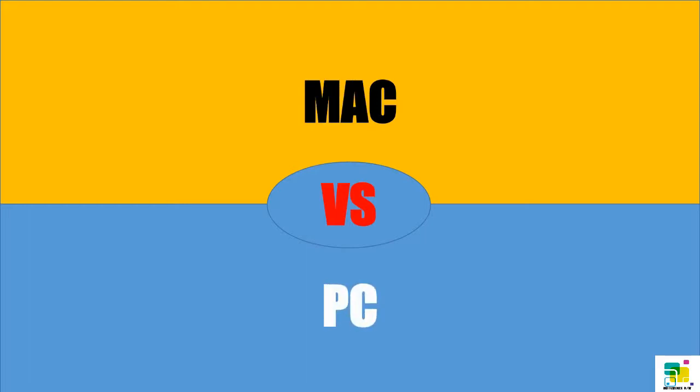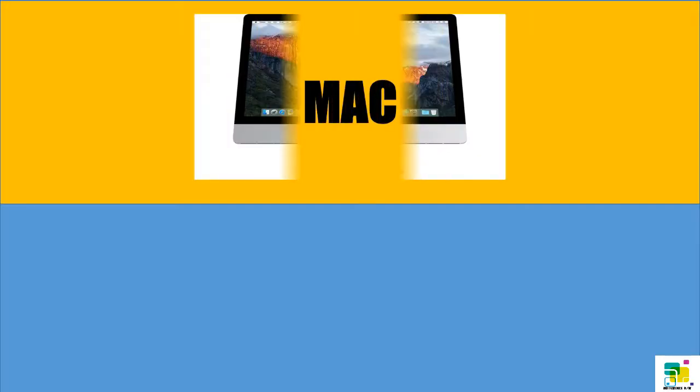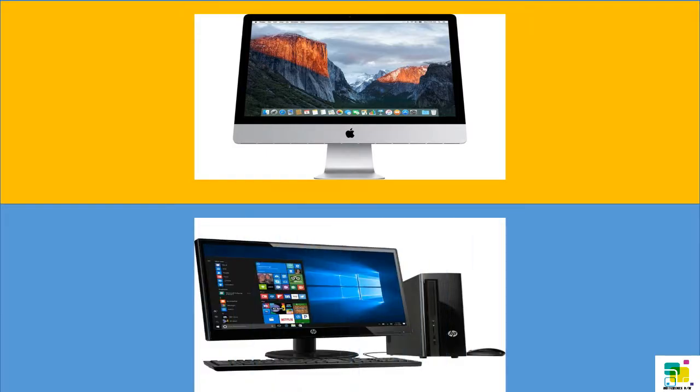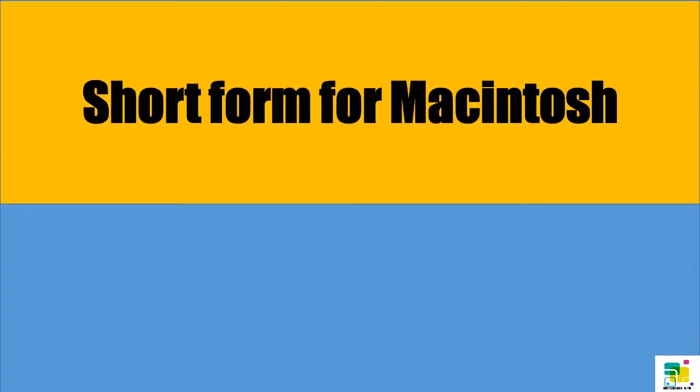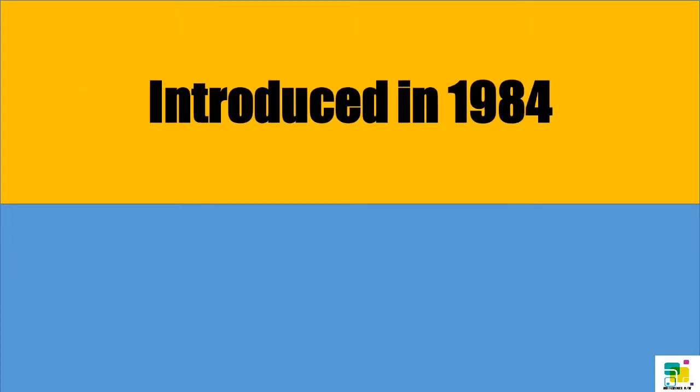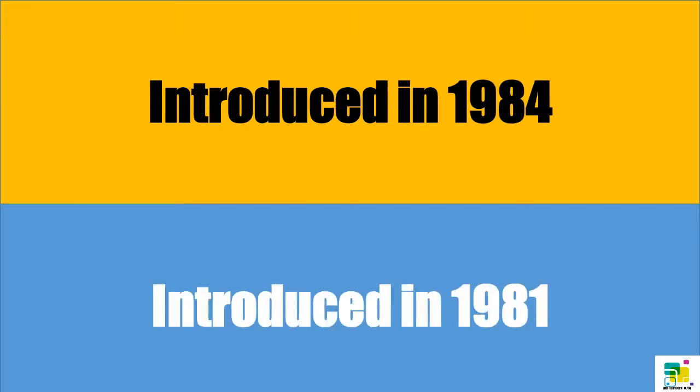In this video we will see the difference between Mac and personal computers. The short form of Mac is Macintosh, whereas PC stands for personal computers. Mac was first introduced in 1984, whereas the first personal computer was introduced in 1981.